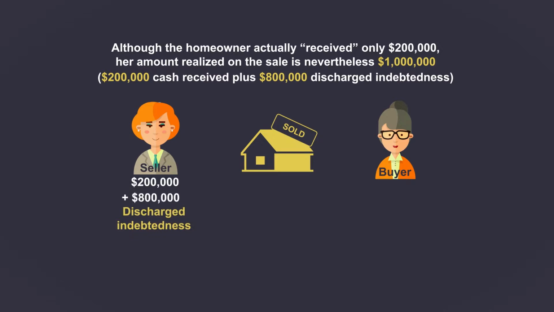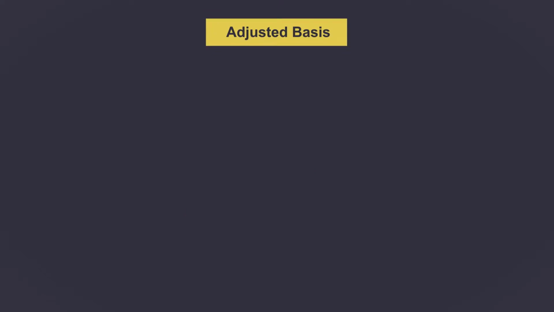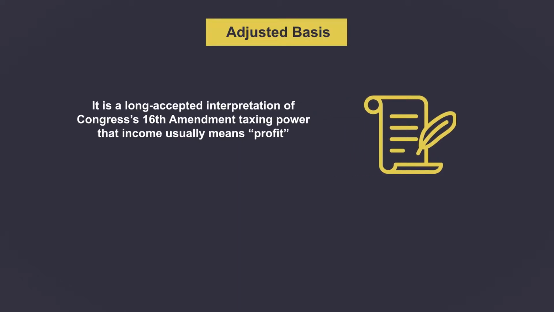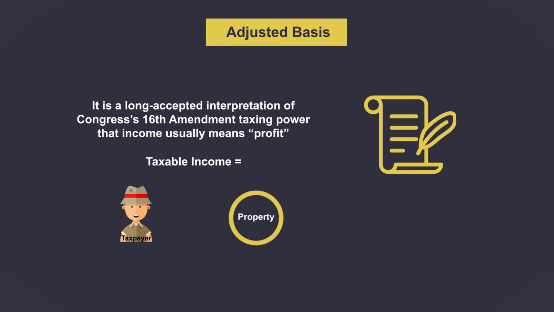Let's now turn to the concept of adjusted basis. It is a long accepted interpretation of Congress's taxing power that income usually means profit. It is thought, in other words, that the appropriate amount of income to tax, especially in the context of dealings with property, is the amount returned on the investment. That investment is called basis.